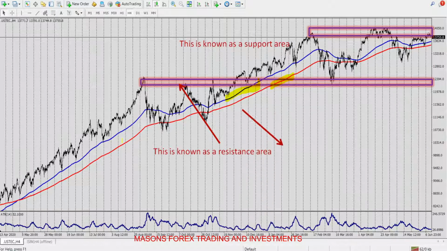And this is known as our support area. Again, price comes into this area of value and then it pushes away, moves away from the specific resistance area identified, and then eventually pushes back into this area or into that area.